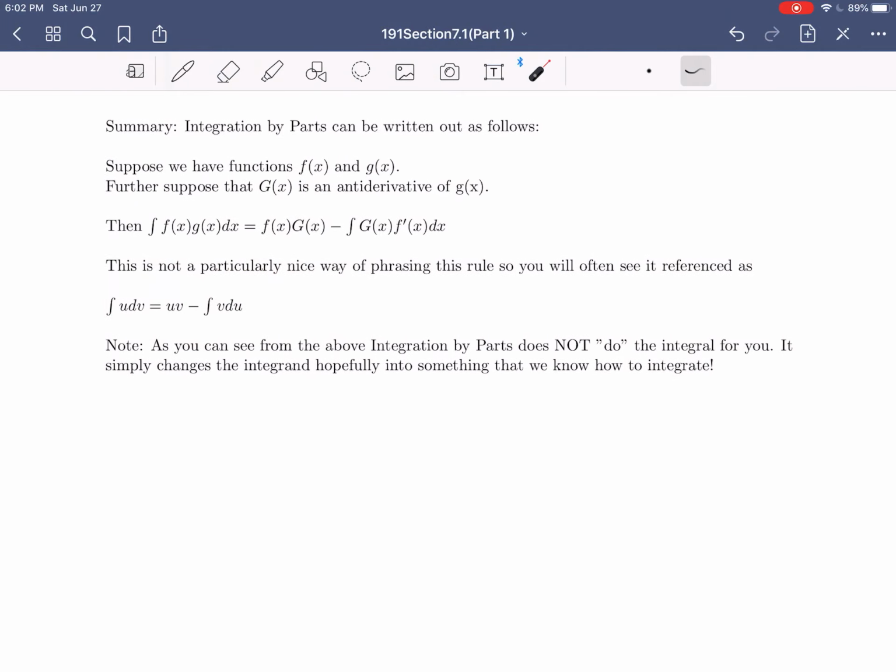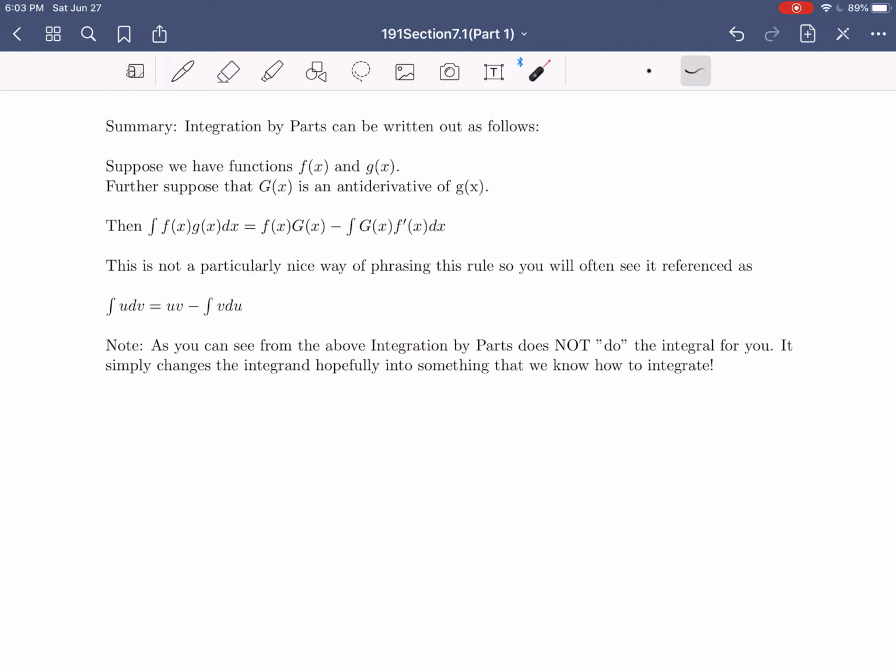Now, a couple little notes about this. First of all, as with almost all of the techniques of integration we're going to talk about, u substitution, integration by parts, and later ones in later sections, these techniques do not do the integral for you. Once you apply one of these techniques, you are never going to be done. That's a sad way of looking at it, but you're not going to be done yet. Let's phrase it like that.